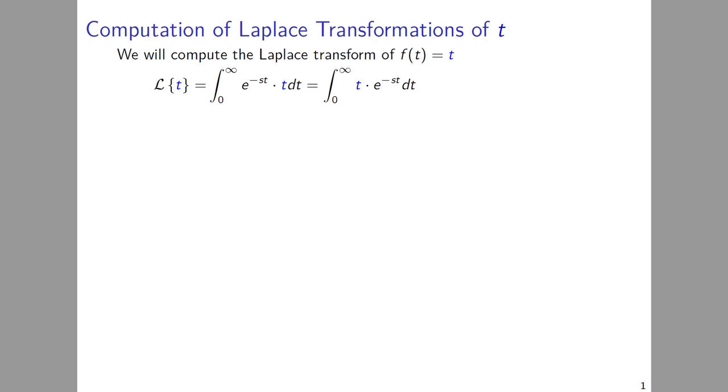We'll take a moment to rewrite this as the integral from 0 to infinity of t times e to the negative st dt, since it's normal to write a monomial before the exponential function, although this isn't an important change to make. In order to compute this integral, we will need to compute the antiderivative of the function t times e to the negative st. We'll need to do this using integration by parts.